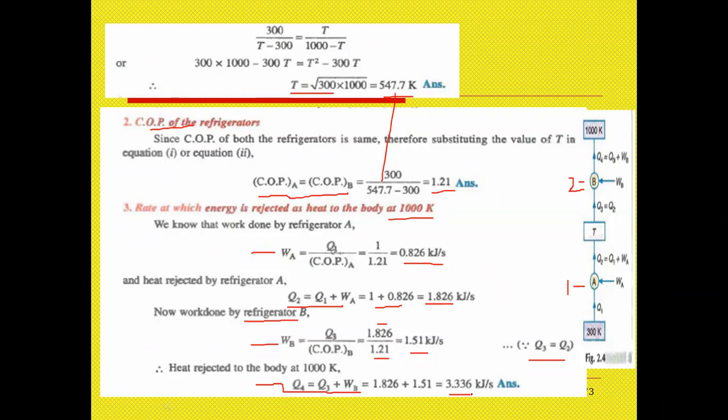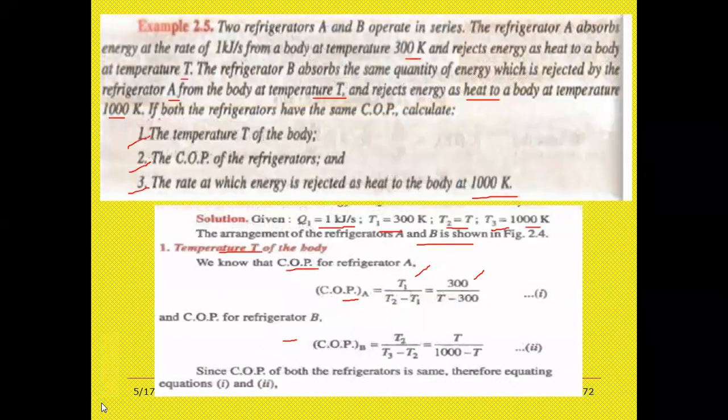Like this you have to calculate problems for the heat rejection at 1000 Kelvin. So I hope you understand the problem. See here, in the main exam also, you will get this type of problem.